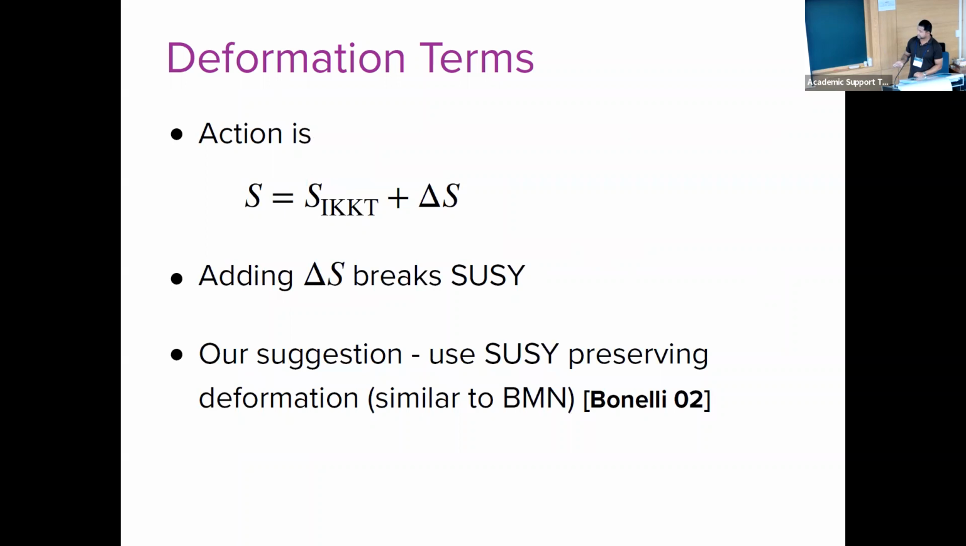Then we add this to the action, delta S. But adding this Gaussian type delta S breaks supersymmetry. So our suggestion is to use a supersymmetry preserving deformation. This is similar to the BMN deformation that David and others did back in the days. So we introduce a supersymmetry preserving deformation, which was mentioned in this work, for this particular IKKT type model.